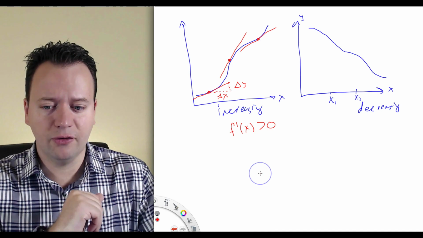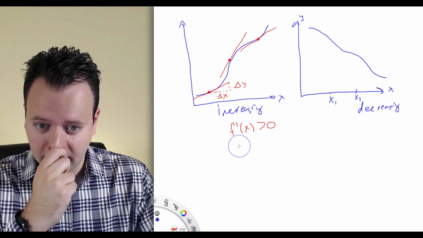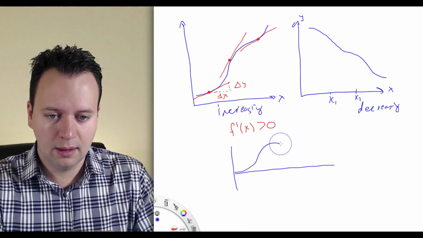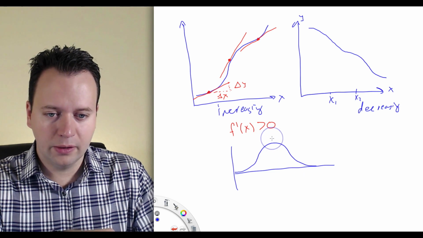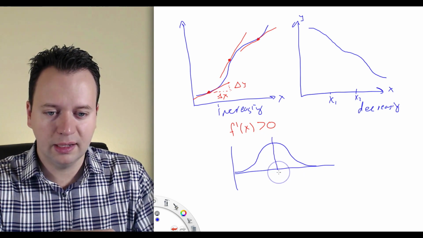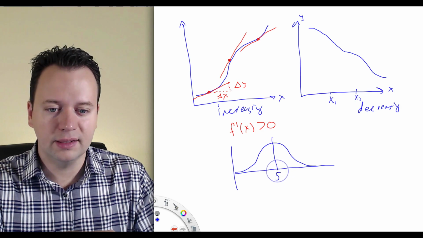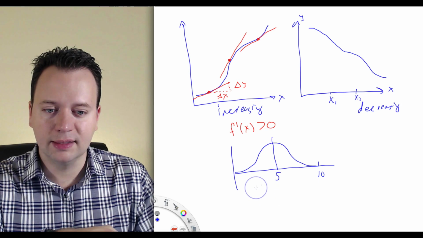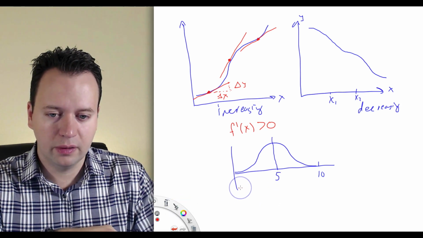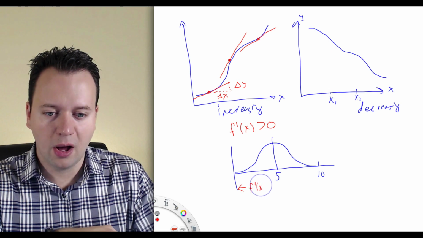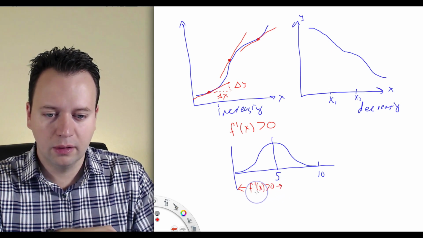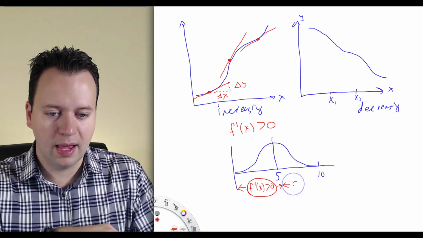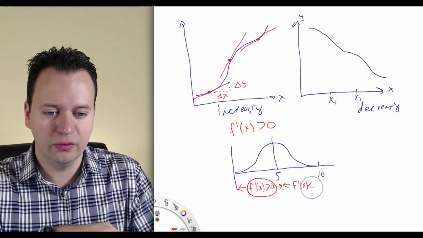Now it's possible to have a function that is increasing and then decreasing. Right, so we would say it's increasing, let's say from 0 to 5, and then it's decreasing from, let's say, 5 to 10. Right, so in this case, we would say that the derivative is positive from 0 to 5. And then from 5 to 10, the derivative would be negative.